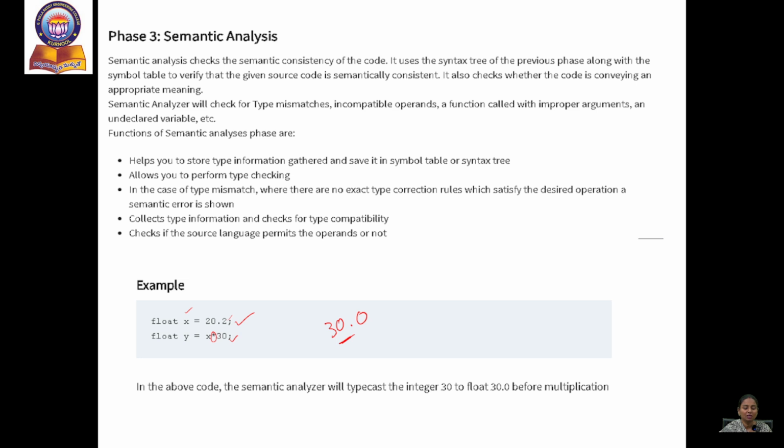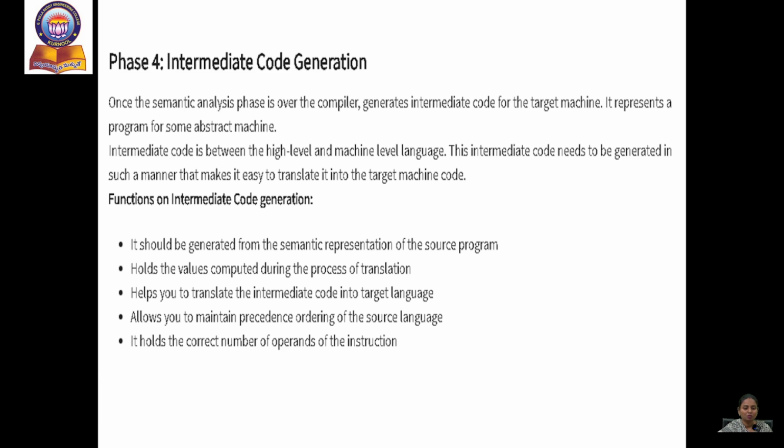Before doing the multiplication itself, the semantic analyzer converts this 30 into 30.0. Why? Because y is of float type, so the answer of this calculation should also have decimal points. So this 30 will be converted into decimal form before doing the computation. Like this, if type compatibility exists, it is automatically converted. If the type conversion is not possible, then it is reported as an error to the user with the help of the error handler. Next, coming to the fourth phase, that is intermediate code generation.